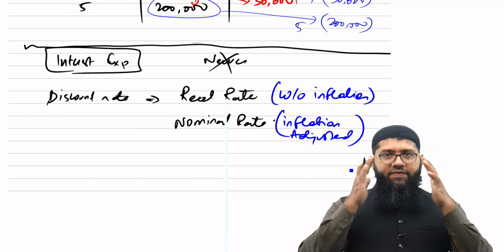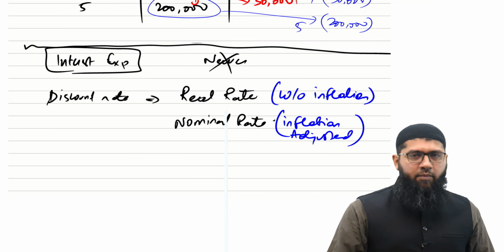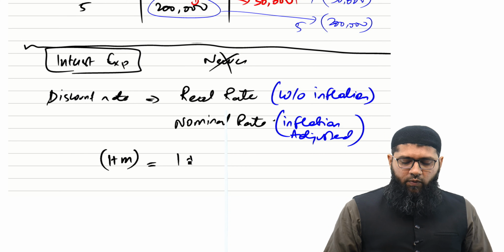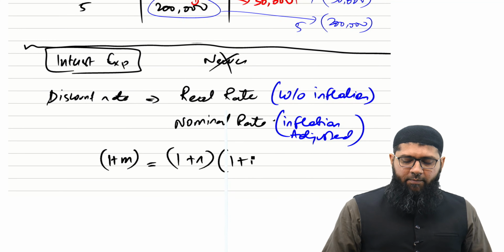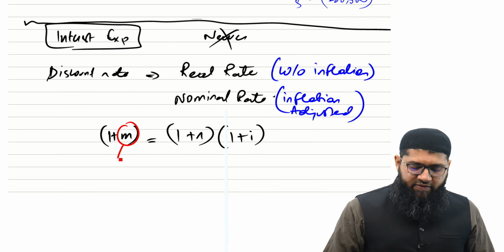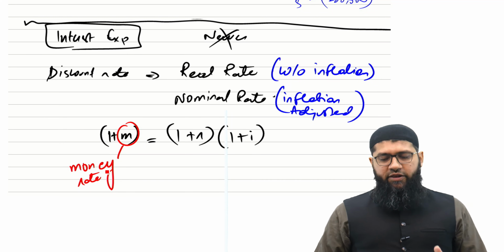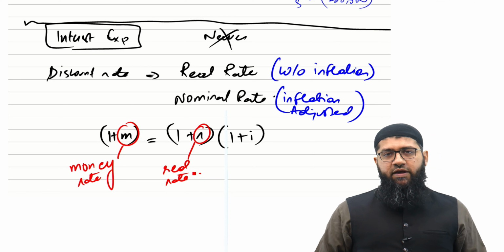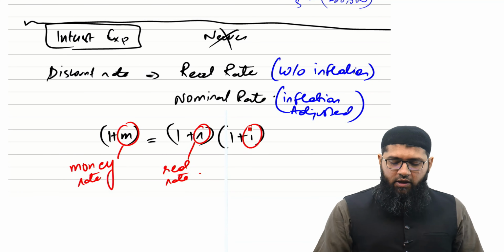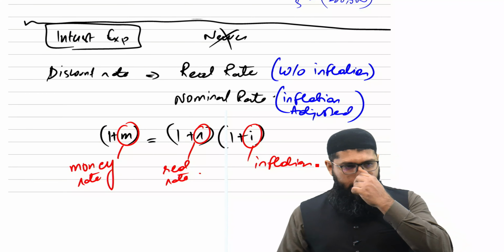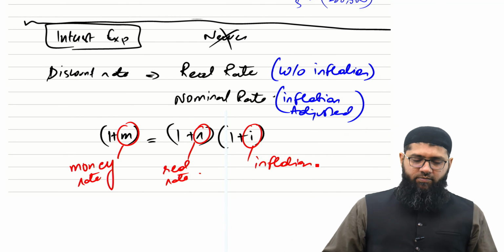Now the connection between the real rate and the nominal rate is through a formula for the Fisher's effect, which is 1 plus m is equivalent to 1 plus r multiplied by 1 plus i. Now what is this formula all about? The m is the money rate of return, which is also called the nominal rate. The r is the real rate, which is without inflation. i is the inflation. I repeat, i is the inflation.